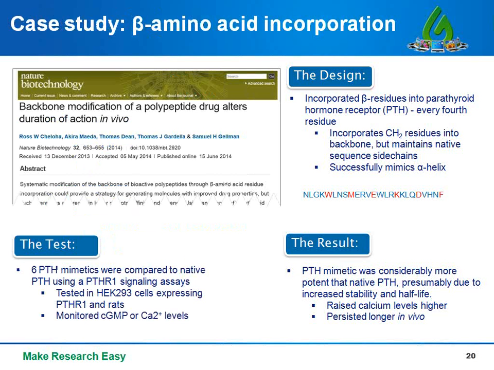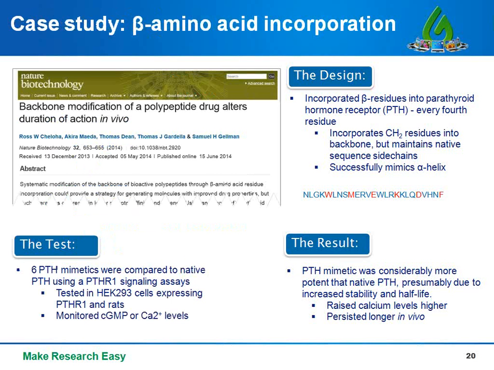To combat this, the researchers replaced every fourth amino acid in PTH with a beta residue. The addition of the beta residues altered the peptide backbone by incorporating CH2 units into the backbone, while retaining side chains of the native sequence. Though not a natural sequence, this arrangement still mimics an alpha helical structure, which is important because this structure is crucial for PTH-PTHR1 binding interactions.